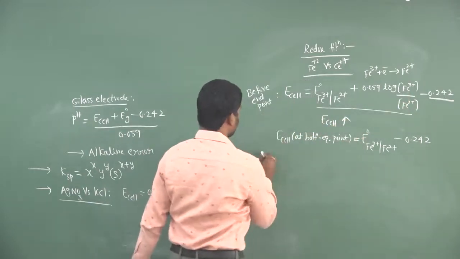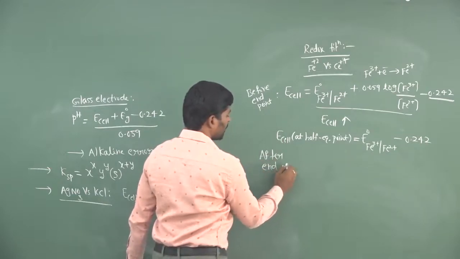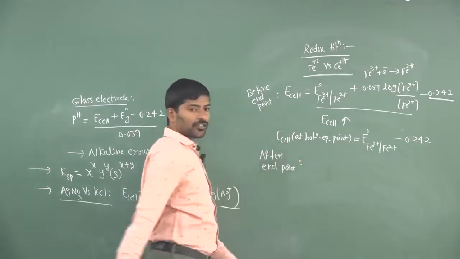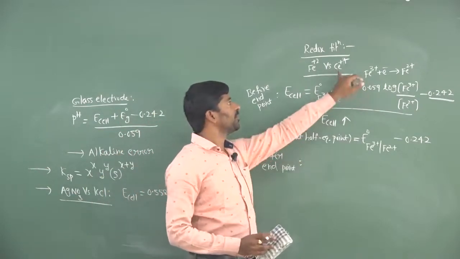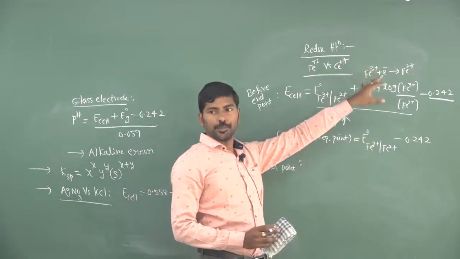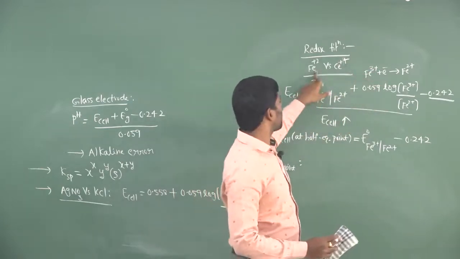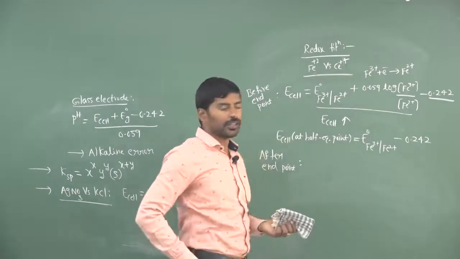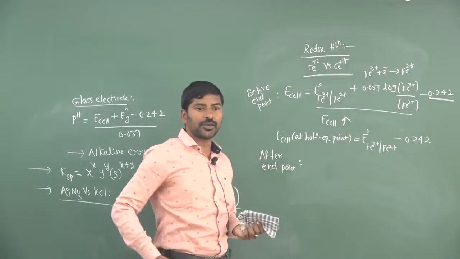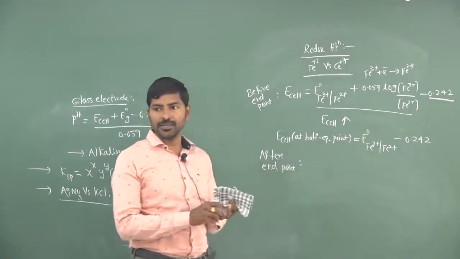After equivalence point, what do we get? After end point, another redox couple is formed in the solution. What is the other redox couple? Cerium 4+, cerium 3+. As long as Fe2+ is present, cerium 4+ is converted to cerium 3+. After completion of Fe2+, in the solution we have what? Both cerium 3+ and cerium 4+.